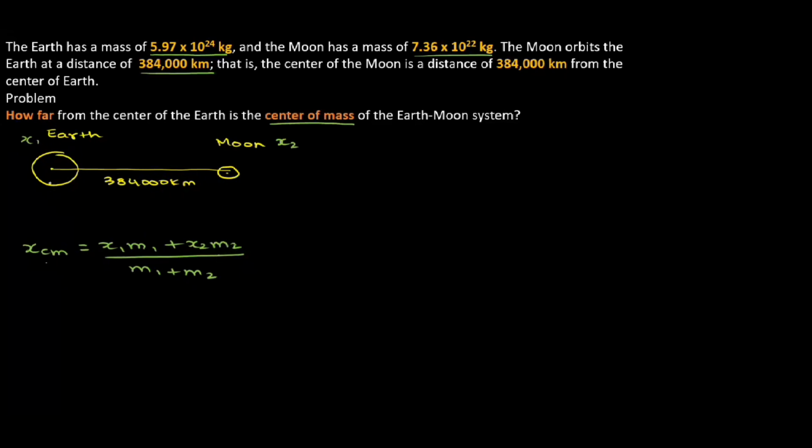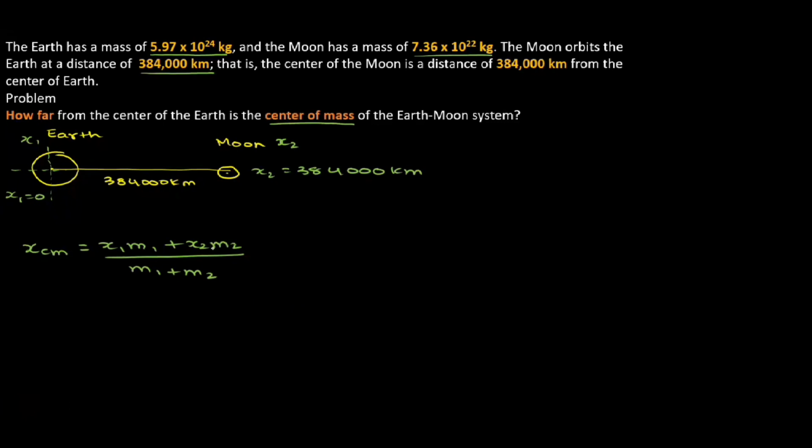The question has given me the distance between the center of Earth and the center of Moon. It has not given me their position. In such a situation, we consider the position of the first particle or the first object to be at 0. We take the position of Earth as the reference point. So I will consider this position to be equal to 0. So we can take x1 to be 0. I can consider Earth as my reference point. And the position of Moon from the Earth, x2, will be 384,000 kilometers.